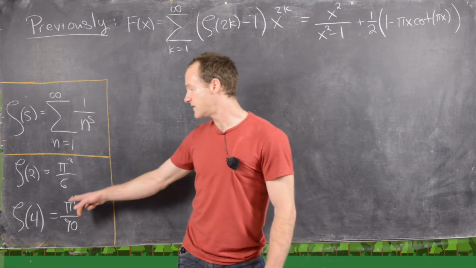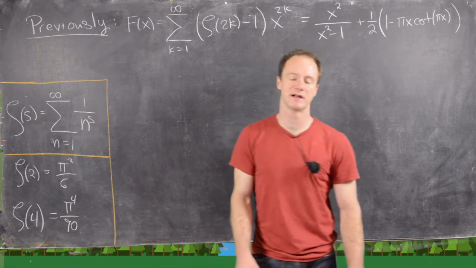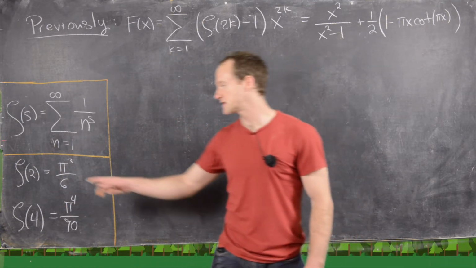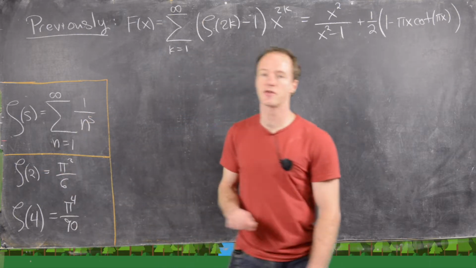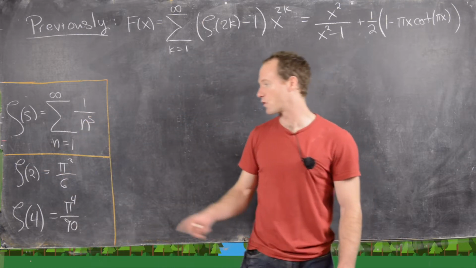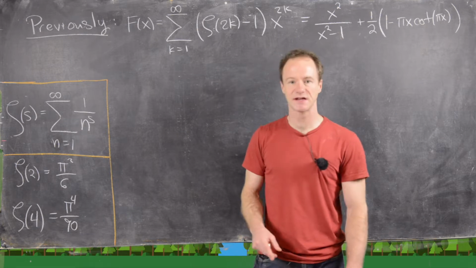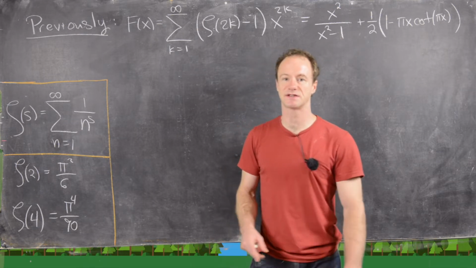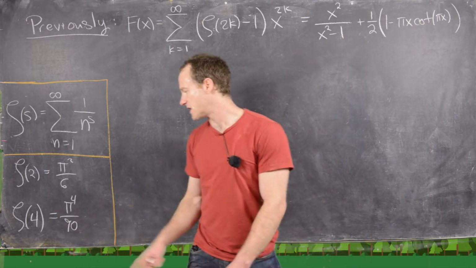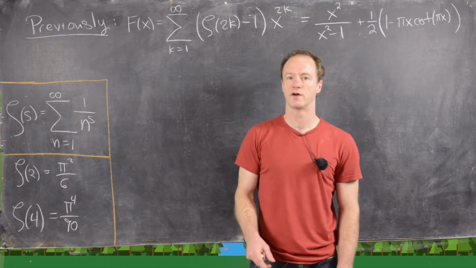So the even values of the Riemann-Zeta function are particularly nice. So zeta of 2, in other words, the sum of the reciprocal of the squares, is pi squared over 6. So that's a famous sum by Euler. And then zeta of 4 is pi to the 4th over 90.